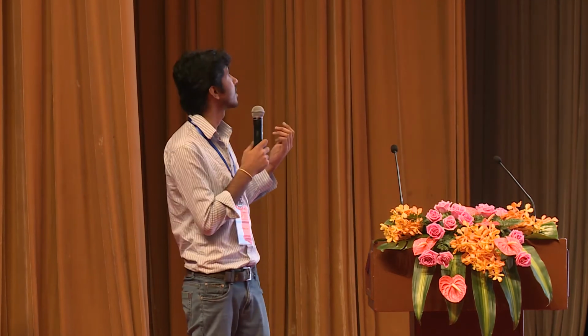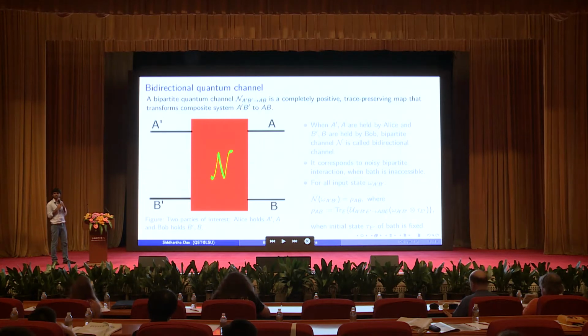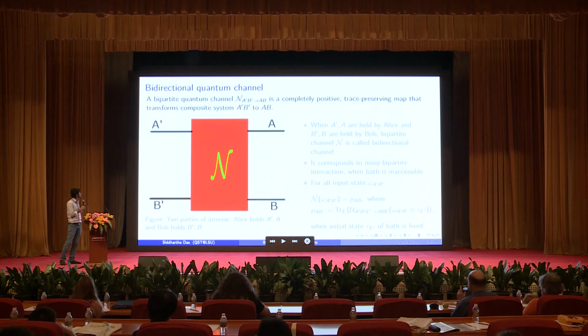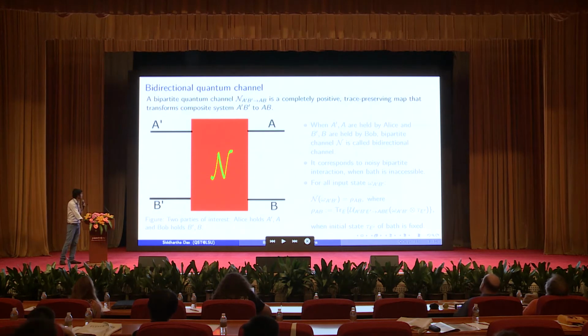Mathematically speaking, these are called bipartite quantum channels, where you have two inputs and two outputs, and they are completely positive trace preserving maps. When systems A prime and B prime are inputs, and the output A is held by Alice and B prime and B is held by Bob, we call this a bidirectional channel. It corresponds to noisy bipartite interactions. So for all input states omega A prime B prime, you can write it as below: the unitary is acting on the Bath system as well, but you trace out degrees of freedom that are inaccessible to you.